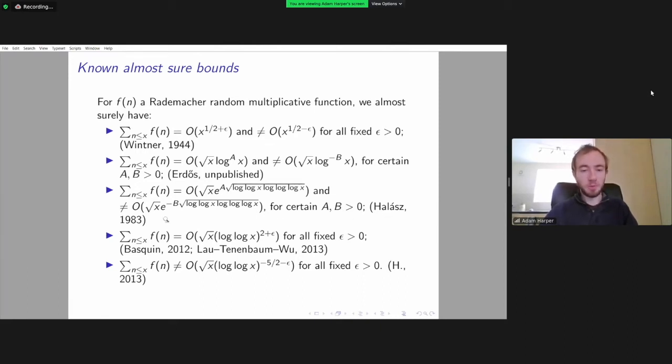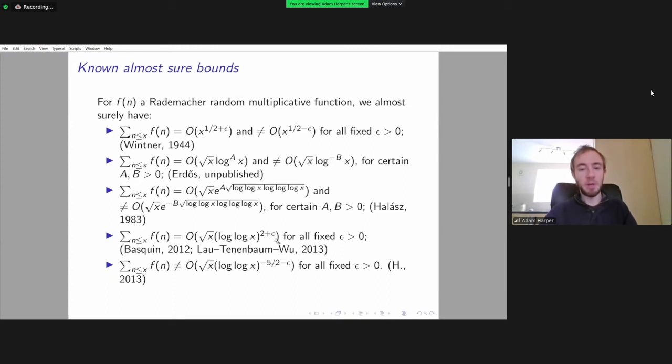And then most recently, the upper bound was improved by Pascal and by Lau, Tenenbaum, and Wu. So they proved that almost surely these partial sums are big O of root x times about log x squared. Root x times log x to the 2 plus epsilon, for any fixed epsilon. And I improved the lower bound. So I proved that almost surely the sums are not big O of root x divided by a power of log, divided by log x to about the power 5 over 3.